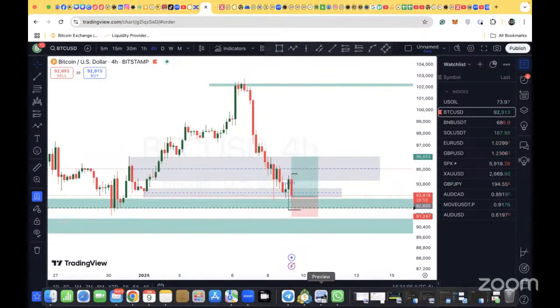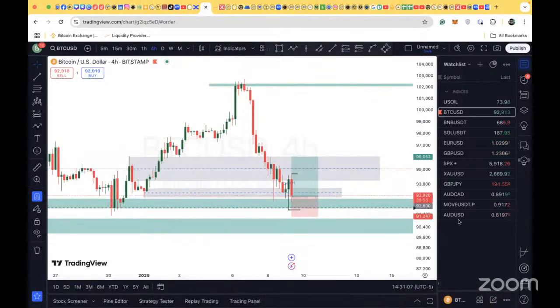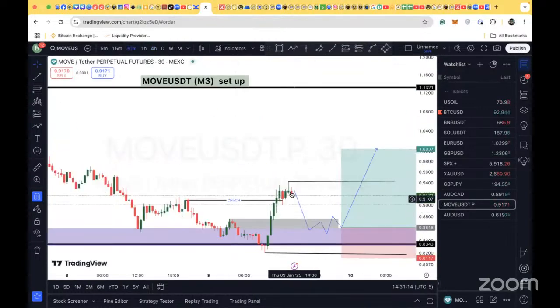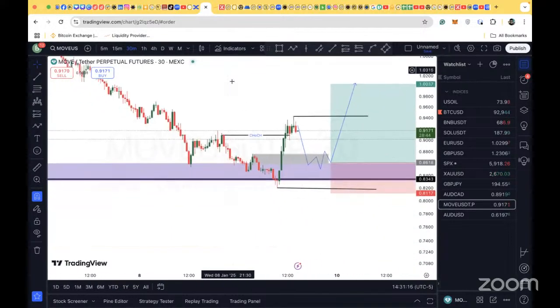You don't think Move is one of the best too? No, Move, we have to wait. We have to wait until this completes. We cannot enter this kind of trade like this. It doesn't make sense. We're buying from premium. It doesn't make sense. We have to wait for 0.8543. Bitcoin, we don't have to wait.